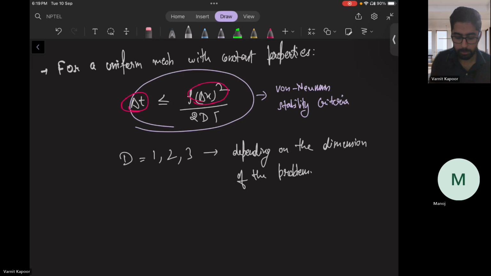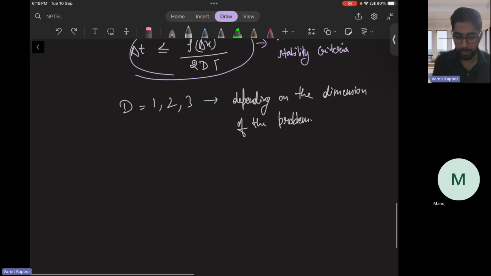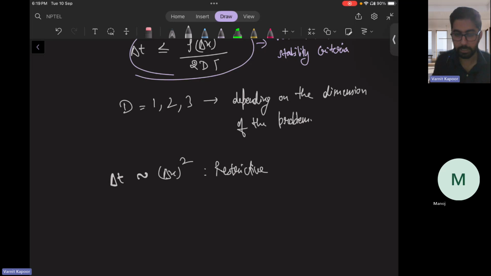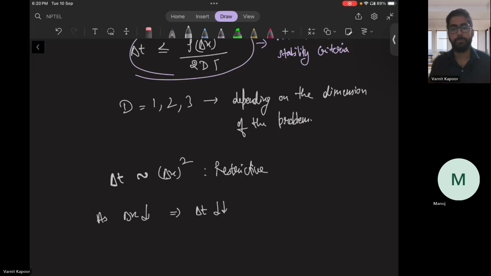So delta t depends on delta x square. As delta x changes, delta t changes by its square. So it is restrictive in nature. Time step restriction is happening here. As delta x decreases, delta t decreases much faster.